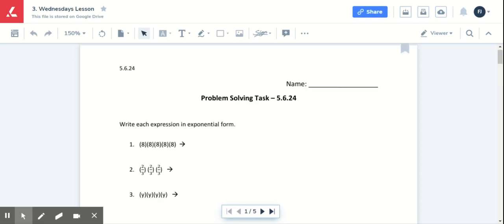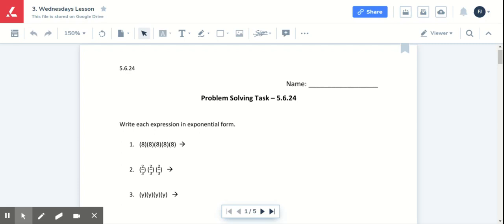You're going to write each expression in exponential form. So for number 1, what operation is happening between these 8s? That's right, multiplication. So this is repeated multiplication. When we use repeated multiplication, that's the same as what? Right, exponents. We're repeatedly multiplying 8 5 times, so that would be 8 to the 5th power.